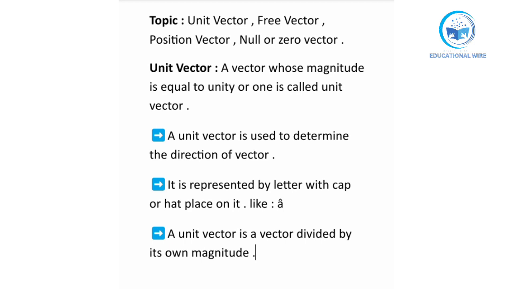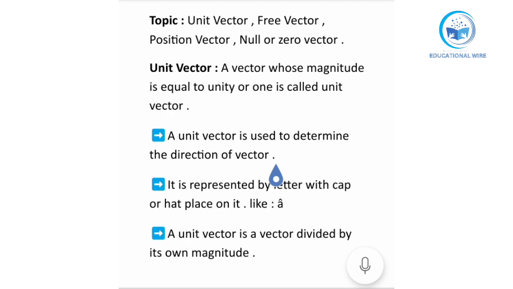So now we will start our new topic of physics, that is unit vector. In this we will discuss unit vector, free vector, position vector, null or zero vector. First of all, talking about unit vector: a vector whose magnitude is equal to unity, or you can say 1, is called unit vector. There are some key points of the unit vector.